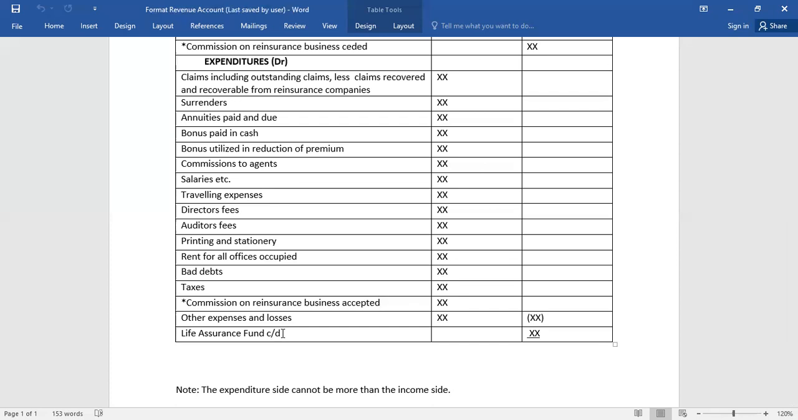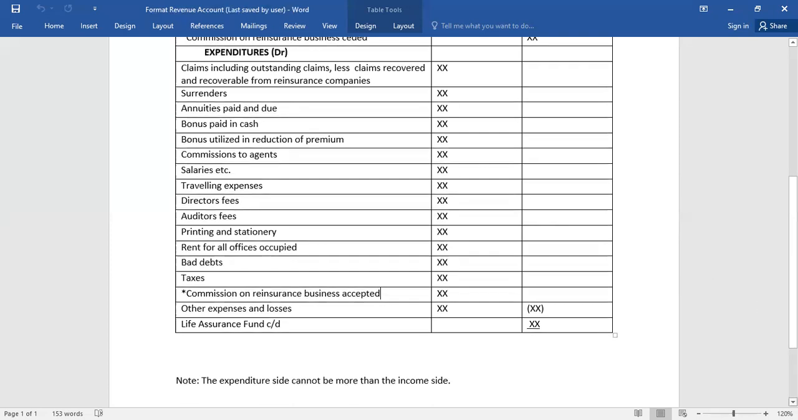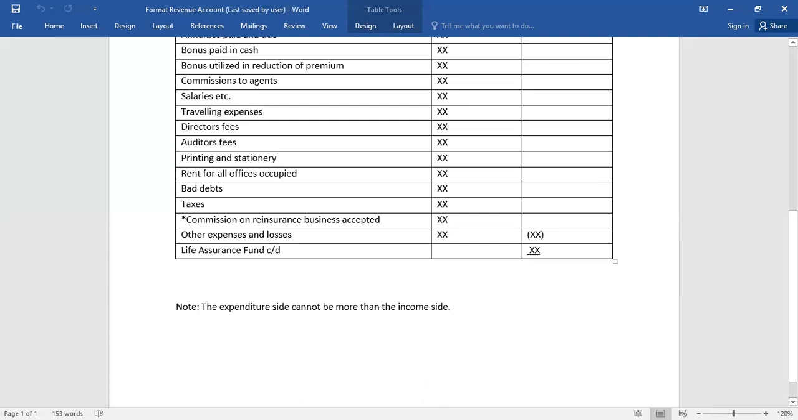What you are supposed to note is the expenditure side cannot be more than the income side. Otherwise, you will not be in business. So that is the revenue account. Then we have the statement of financial position. Allow me to share the statement of financial position. And the statement of financial position is the balance sheet.